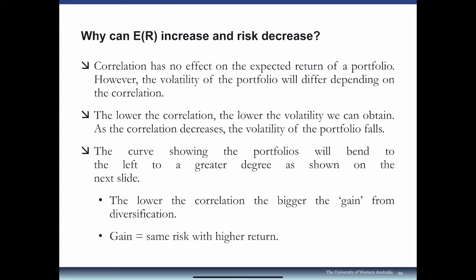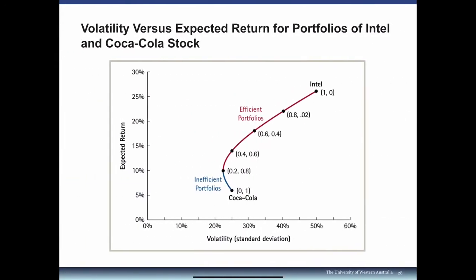Correlation has no effect on the expected return of a portfolio, but the volatility of the portfolio will differ depending on the correlation. The lower the correlation, the lower the volatility we can obtain. As the correlation decreases, the volatility of the portfolio falls. In the previous example, we haven't really told you what the correlation between Intel and Coca-Cola is.